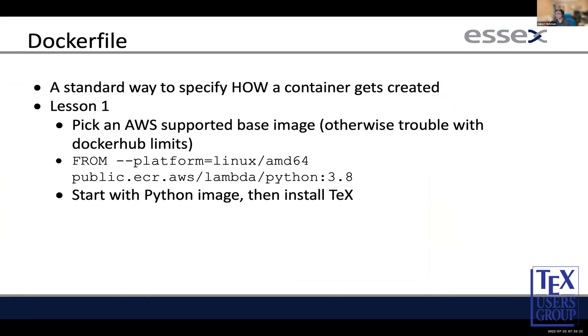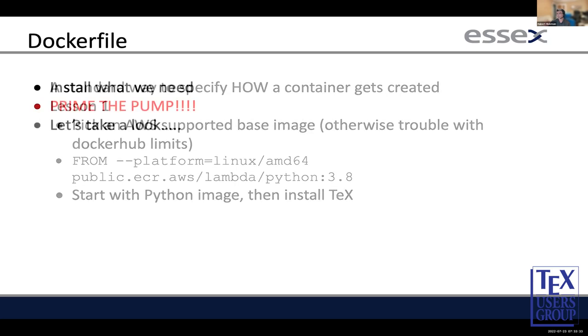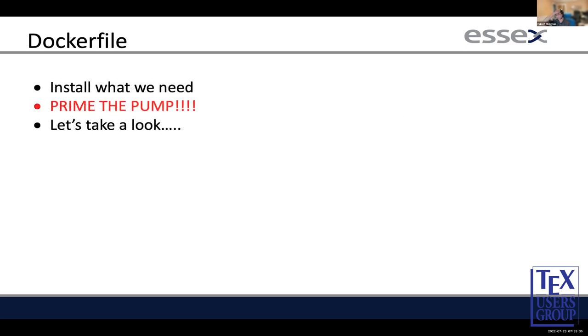This is the public ECR from AWS, these images are publicly supported by AWS. So when you build from that, you don't have to worry about Docker Hub. That was one of the lessons. Then install what we need and prime the pump. So let's actually look at our Docker file. Let me pull this up.